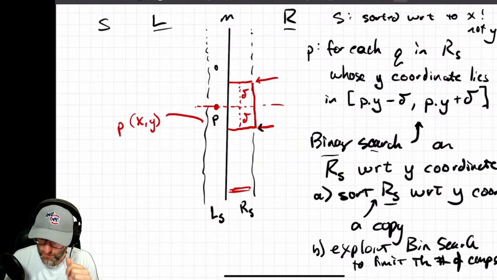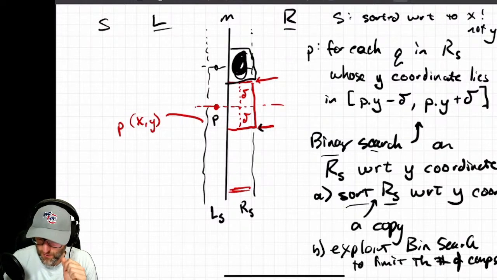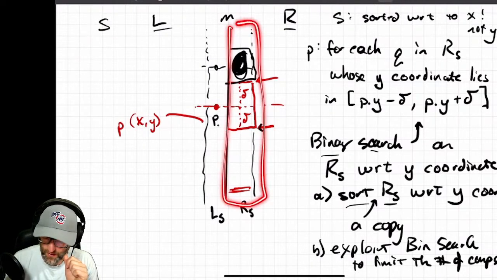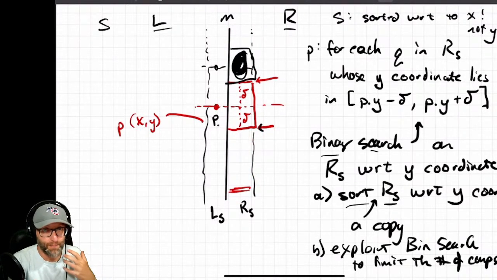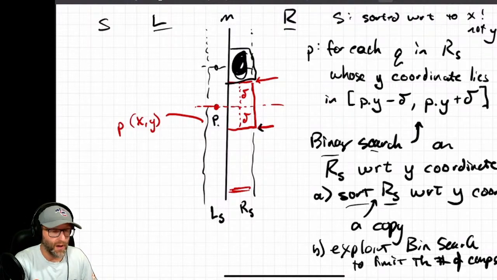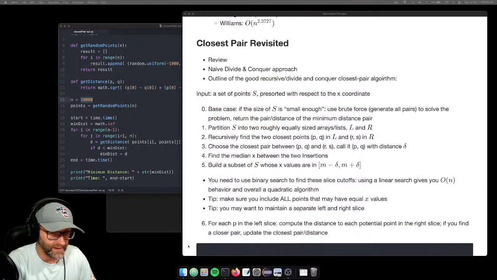Once we get to another point here, then we have to redo our binary search to find its region right here. But we don't have to resort it for every single point over here. If we just take the copy of this R sub s and sort it with respect to y, then we can repeatedly do binary search on it over and over again. That's my proposed solution. We'll talk about whether or not it is a good solution in a second. It's certainly a better solution, but be careful.